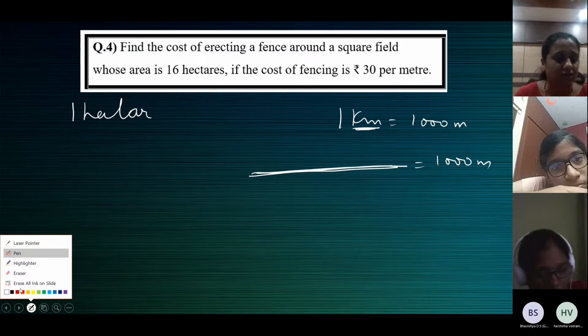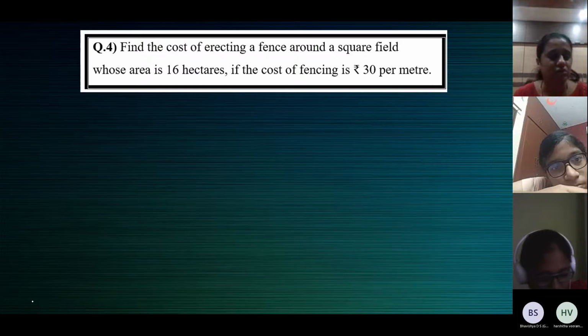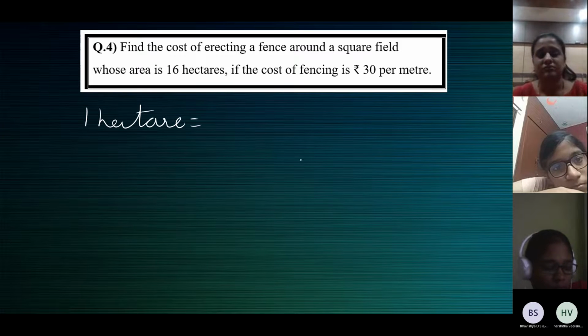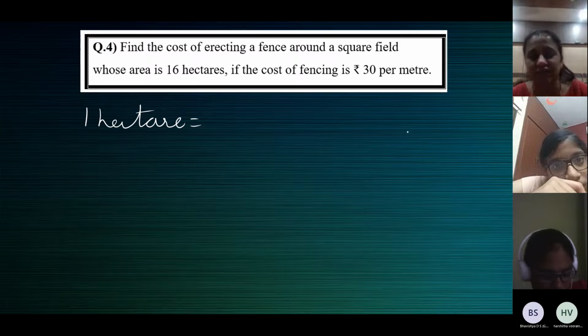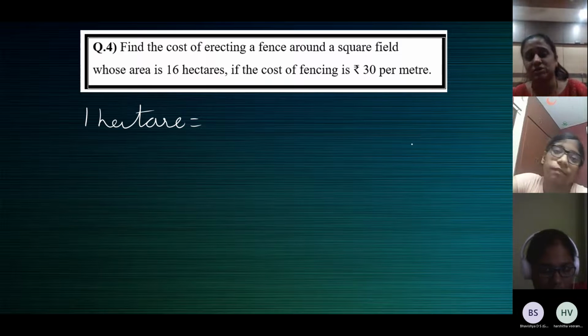Now hectare is a unit for area. Hectare is not a unit of length like kilometer, meter, centimeter, millimeter, decimeter, hectometer. It is a unit of area. It's two-dimensional.